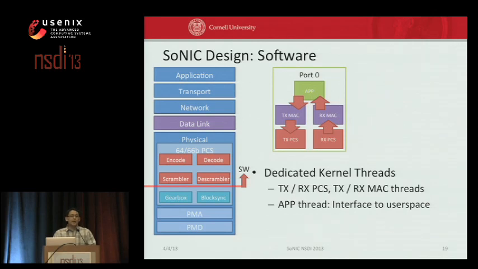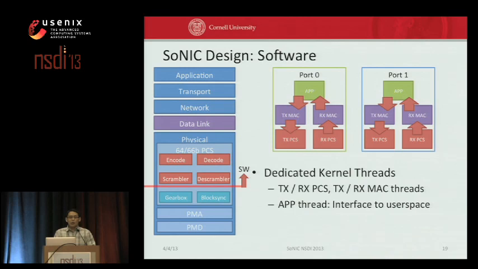So we are using at maximum 5 dedicated kernel threads to implement 1 physical core, and we can support up to 2 physical cores simultaneously. As I said, because all the functionalities that touch the bits in transit are now implemented in software, we can control and access all those idle characters in software.